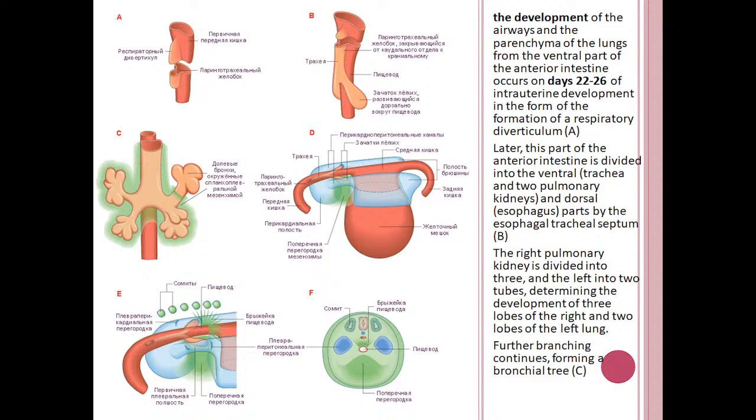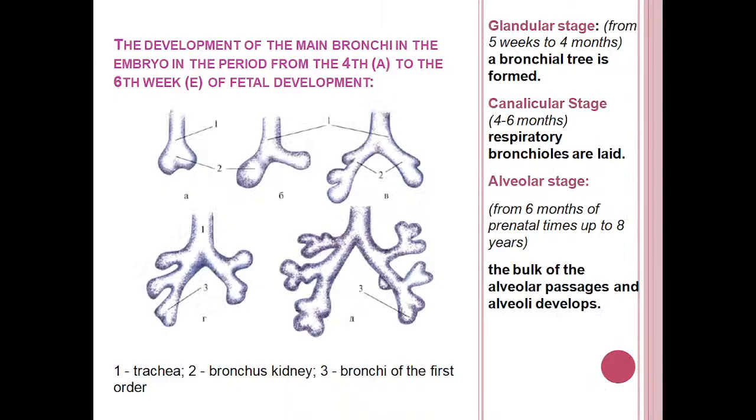And once again, it means these will be the lobes of the lungs, and the future bronchi contain the forming bronchial tree. What happens with the development of the main bronchi in the embryo period, from the 4th to the 6th week of fetal development? Glandular stage, from 5 weeks to the 4th month, we see how the bronchial tree is formed.